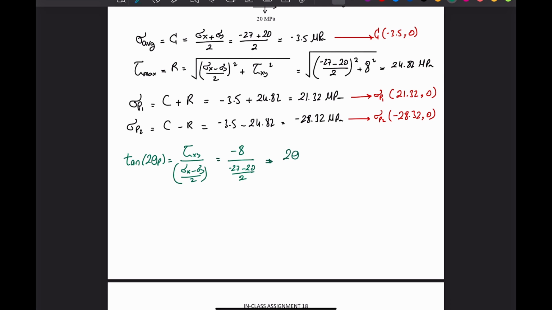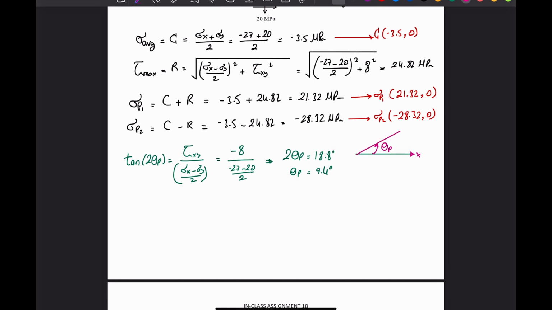I'm going to get 2 theta p, which is tan inverse of this. I'm getting 2 theta p equal to 18.8 degrees, and theta p itself is 18.8 divided by 2, which is 9.4 degrees. Since I got theta p positive, from the x-axis to p I have to go counterclockwise.